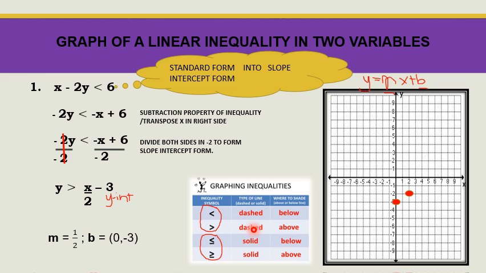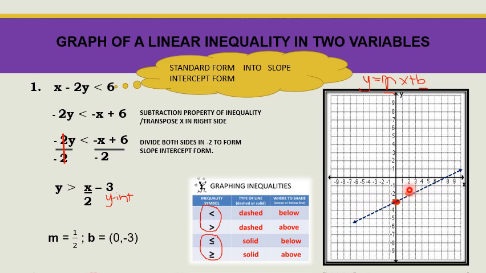Why do we need to use the dash line? Because in graphing inequalities, if the symbol is greater than or less than, we need to use the dash line. So this dash line is called the boundary line. Even if it is solid, it is a boundary line. So we use only the dash line because the inequality symbol is greater than or less than.